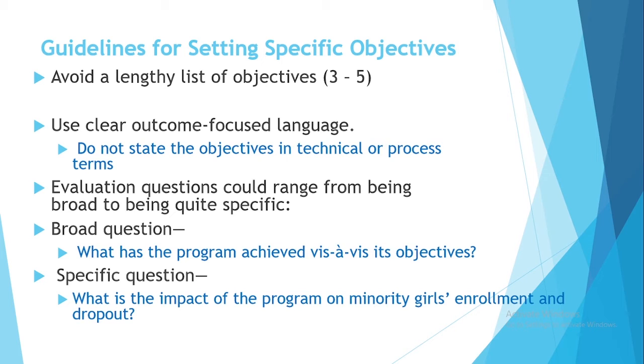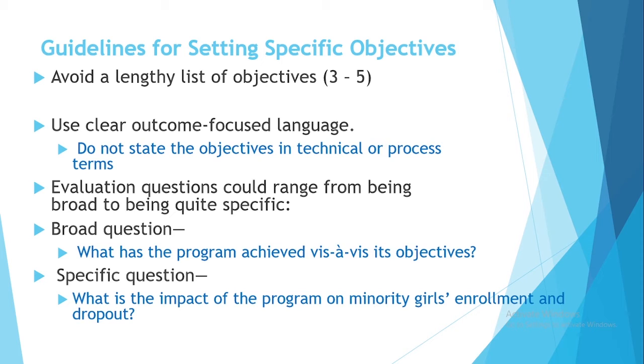Then just guidelines on setting the specific evaluation objectives. Avoid a lengthy list of objectives. Normally, it's very advisable to do 3 to 5, maximum 5 objectives. Use clear outcome-focused language. Do not state the objectives in technical or process terms. You have to be very clear in your objectives. They don't have to be so technical. They just have to be easily understood and so clear.